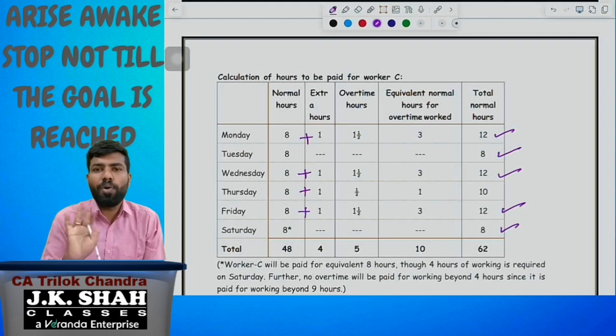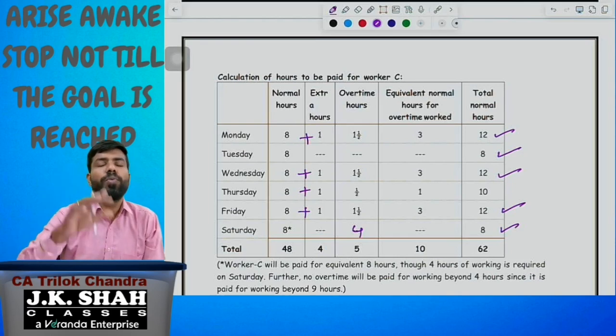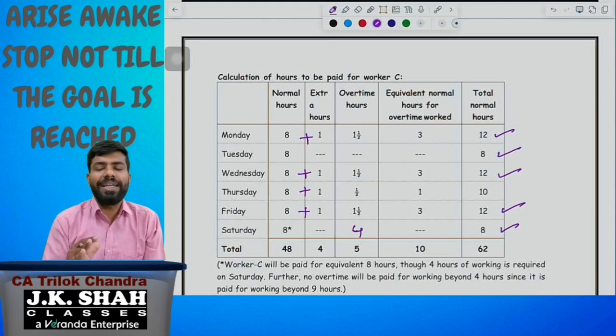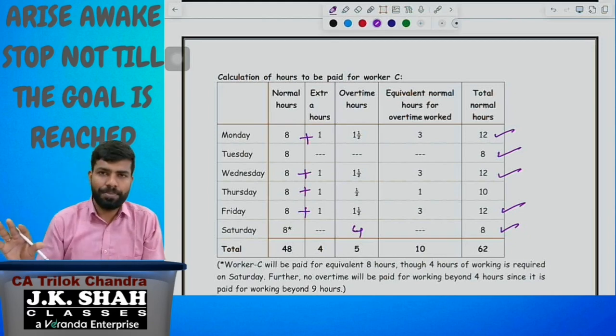They are not going to get the overtime. See, normally people will get confused. So that 4 hours is overtime? That is not overtime. That is the extra compensation given due to working on Saturdays. Are you understanding? That is not overtime.